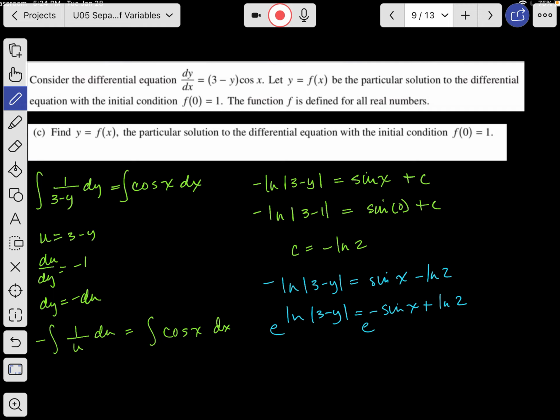Exponentiate, and again, that same property of exponents that we saw in the last two examples, we're going to see again. So this is 3 minus y is equal to, right here is what I'm talking about, I have e to the negative sine x times e to the natural log 2. So 2 and then e to the negative sine x. Get rid of the absolute value bars.